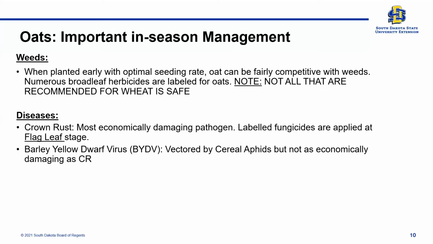And disease-wise, crown rust I would consider the most damaging disease, and fungicides are applied. A lot of the oat growers apply fungicide as a standard practice, which has to be done at the flag leaf stage. That's critical. Timing is critical. And barley yellow dwarf virus we see once in a while, which is vectored by cereal aphids. And something that came in the last 5, 6, 7 years is PGR, or plant growth regulator, and that's what we're going to talk about in the next few slides.